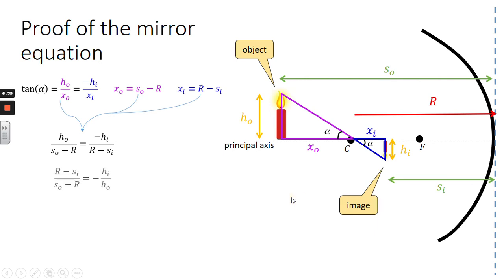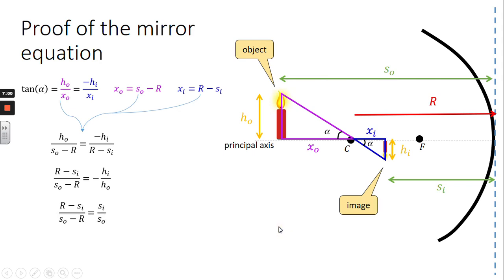From here, we're going to do a little bit of algebra. And so what I did was I multiplied each side by 1 over HO to move it into the denominator of the right side of the equal sign. And I multiplied each side by R minus SI so I can move that term up to the numerator on the left.